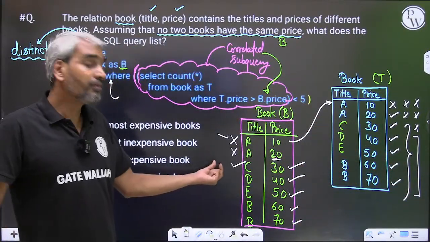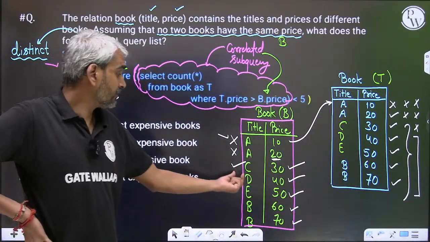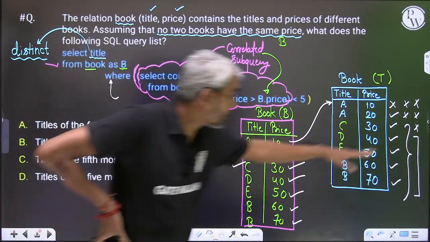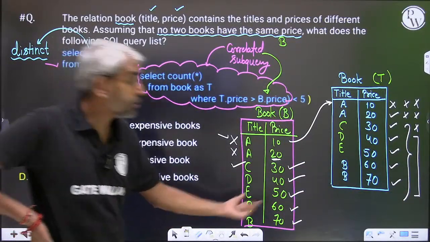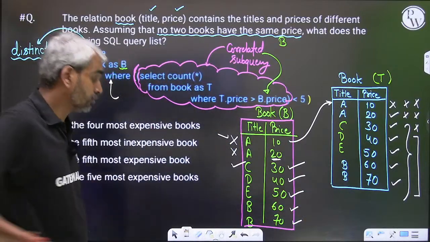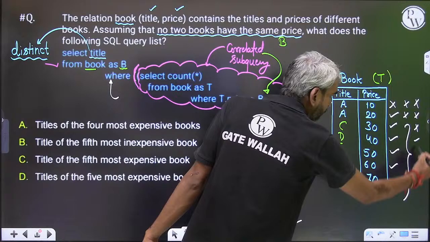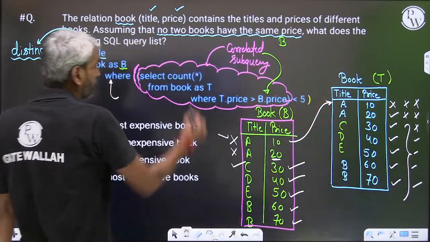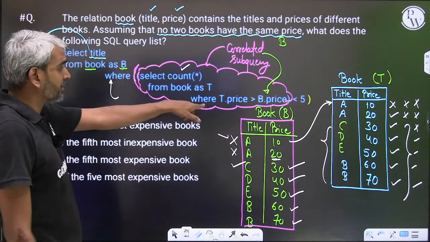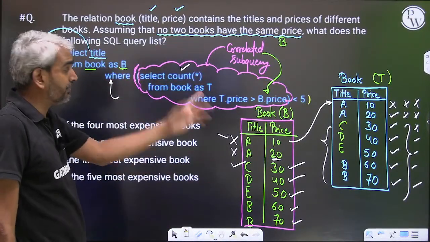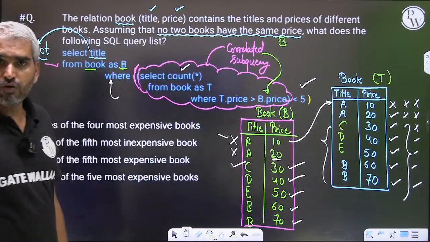So when you are comparing for the 5th most expensive book, the count will return 4. For the 4th most expensive book, the count will return 3. For the 3rd most expensive book, the count will return 2, and so on. So with respect to book C, count asterisk will return 4, because only for 4 tuples is this where condition true. Therefore, count will count those 4 tuples and the result will be 4. Is 4 less than 5? Yes, 4 is less than 5.